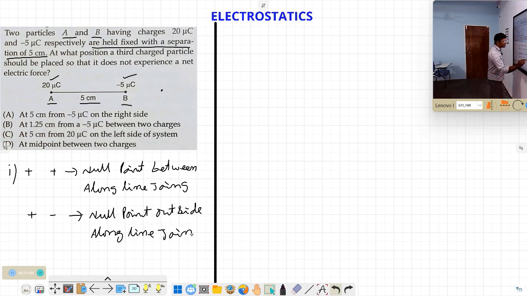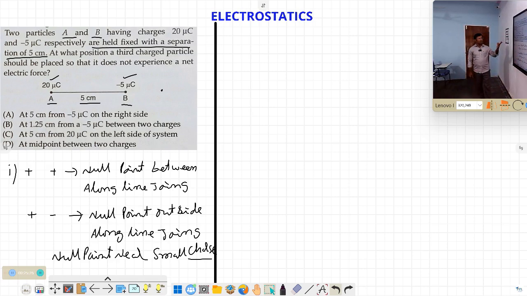It is common. But what is the other point about where you are going to get this null point? This null point will always be near the smaller charge. That is also one of the important points you must keep in mind. So when you take two positive charges, the null point will come inside, in between the two charges. If you take one plus and one minus, you will get the null point outside. But where will you get that null point? Always near the smaller charge. If you observe 20 microcoulomb and 5 microcoulomb, which is the smaller one? 5 is the smaller one. So this is the region where you are going to get the null point.